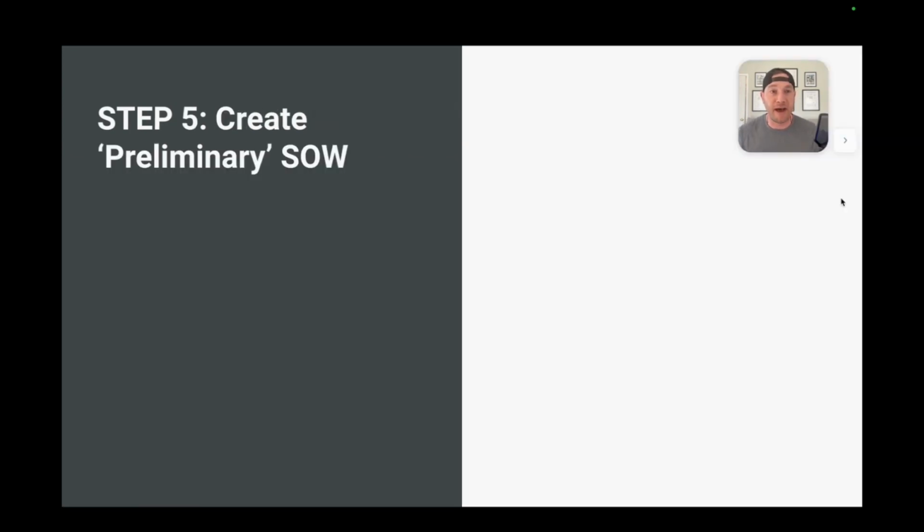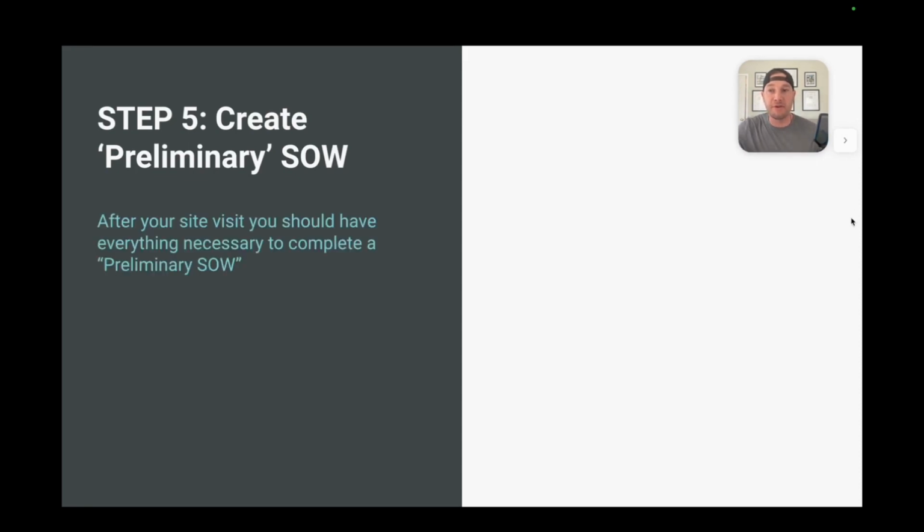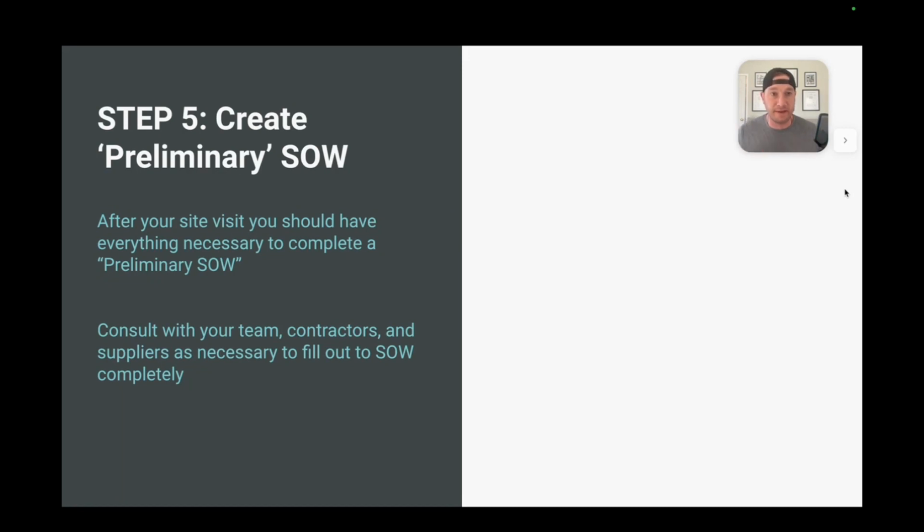All right, step 5. You're going to create a preliminary scope of work. And I'll tell you why it's preliminary here in a second, okay? But you're going to have to fill this out with everything from the site visit that you answered. All the questions that you answered during your site visit, now you have basically 95% of the information, potentially 100% of the information to create a full scope of work. You're going to consult with your team, other contractors, suppliers to really help finalize that scope of work to where we can call it preliminary.